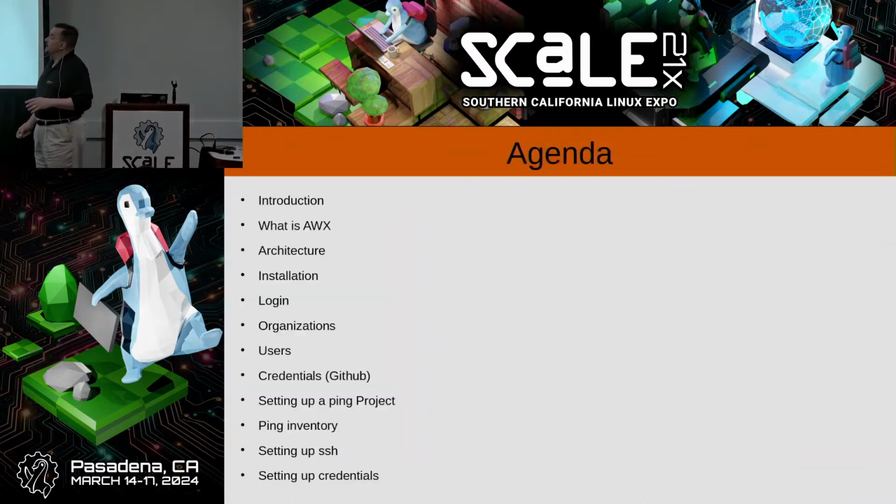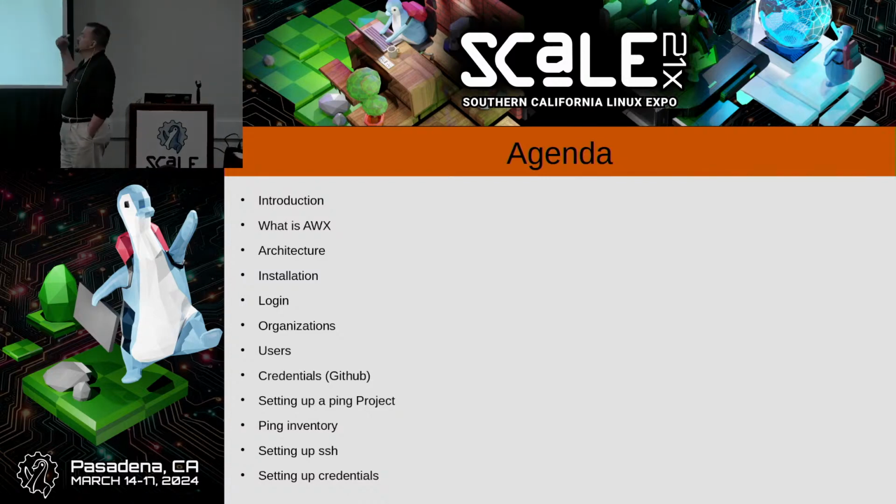But so let's talk about what we're going to be talking about. The agenda is that we're going to do a quick introduction. I'm going to talk about what AWX is, the architecture, the installation, logging in, building your organizations, adding your users, setting up credentials, setting up a simple project just to test connectivity to make sure that your machines are responding and you have your SSH credentials set up correctly and all that kind of good stuff. And then we'll set up the project, we'll set up your inventory, just like with Ansible. You know how you have to have an inventory file. Similar concept, but we're doing it server-based instead of on a per playbook perspective.